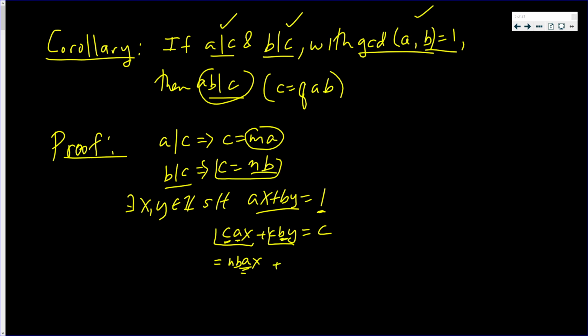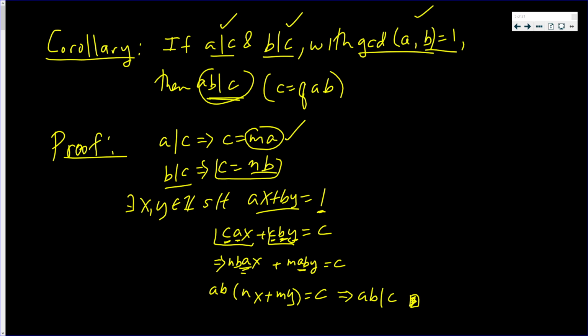Plus, over here, I have BY. I have a B. I want C to introduce an A. Oh, C equals MA. This is looking really good. So I can factor out AB. So I have AB times NX plus MY is equal to C. Well, you know what? That implies that AB divides C. And that's exactly what I wanted to show.